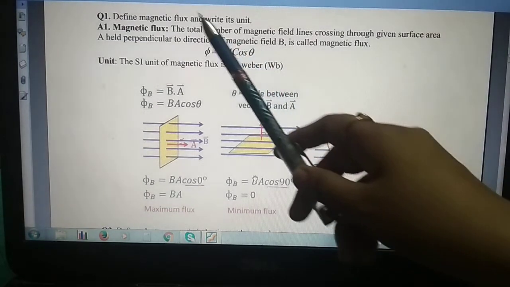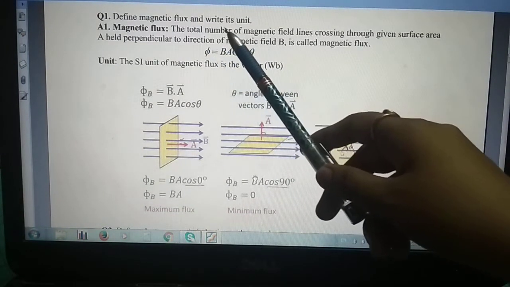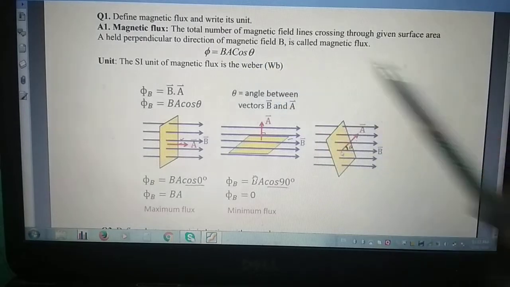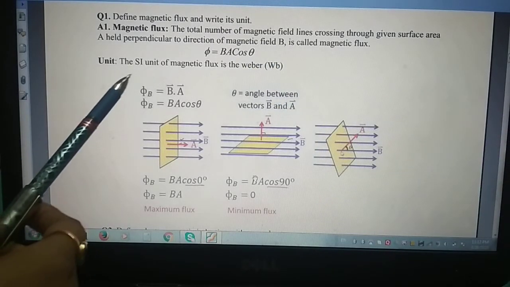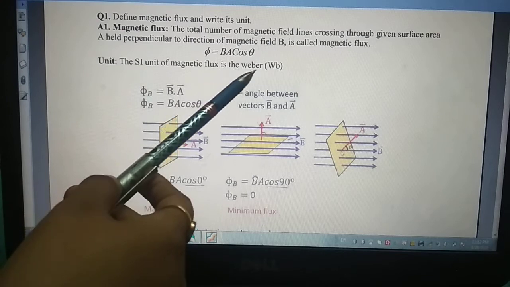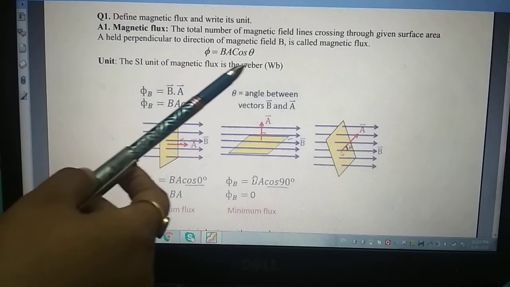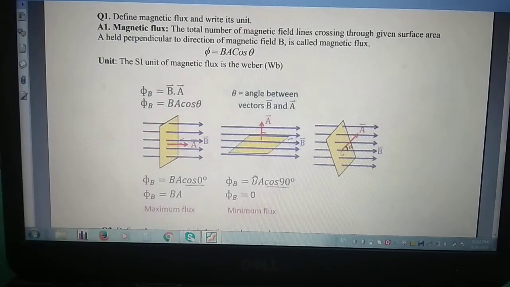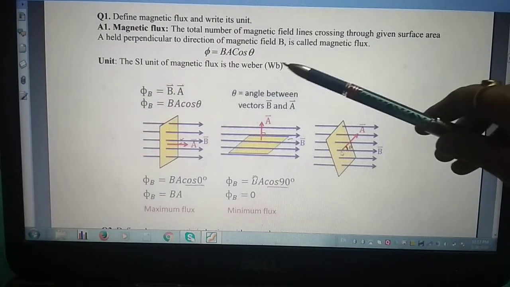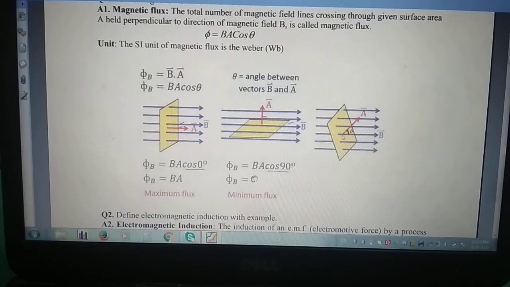In this question, you can also see that the units are asked. We have written here that the SI unit of magnetic flux is Weber. Students, you have to remember these units. The SI unit of magnetic flux is Weber, and in short it is written as Wb.